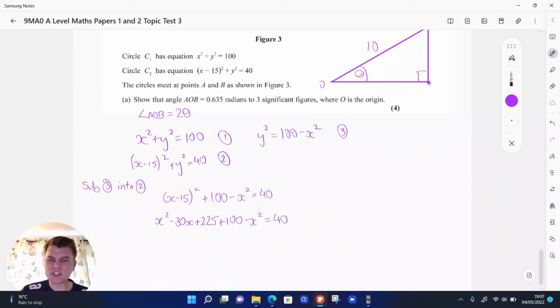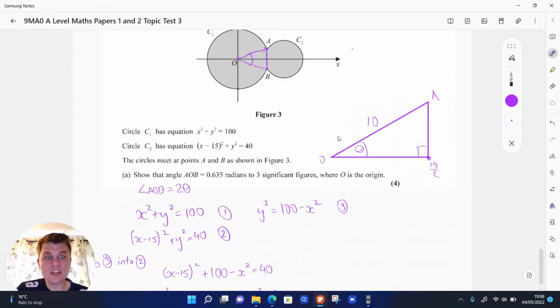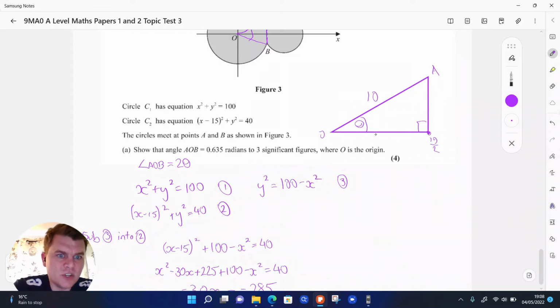Because we're trying to solve for x, we'll do a little bit of tidying up. Well, the x squareds cancel out. So we end up with minus 30x on the left-hand side. And we end up with minus 285 on the right-hand side. Divide by minus 30. And you get 19 over 2. So that 19 over 2 represents that x value there. And because it is a movement along the x-axis, we can say that the length is quite simply 19 over 2.